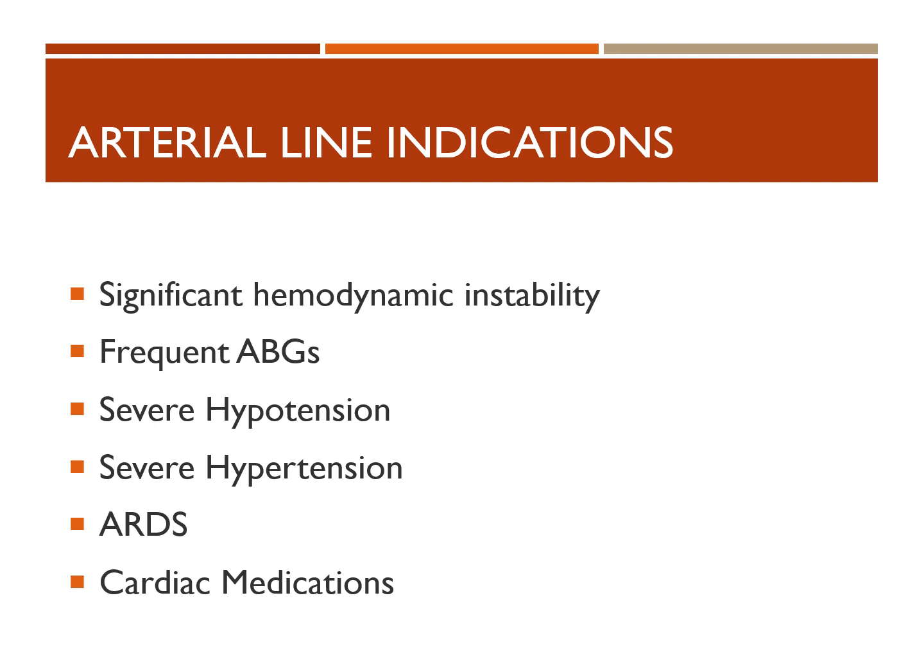All right, let's talk about arterial lines, and then we'll talk about central venous lines, and we'll talk about Swans. Arterial lines are great for hemodynamic instability, and that's actually one of the indications.